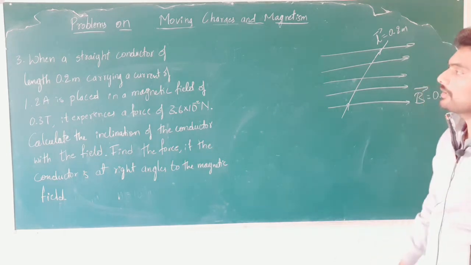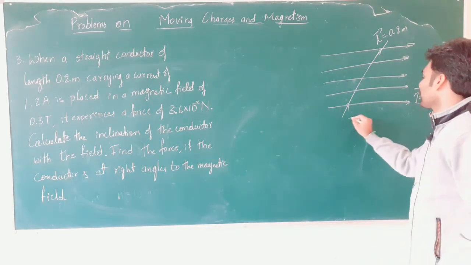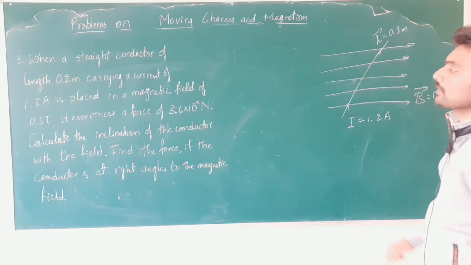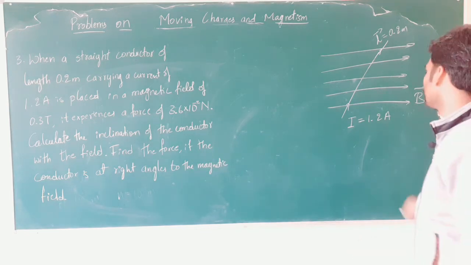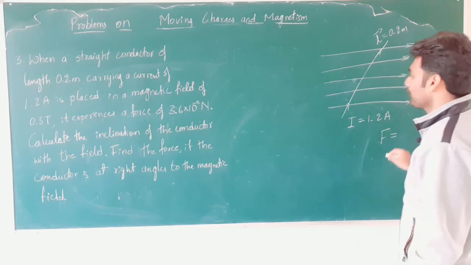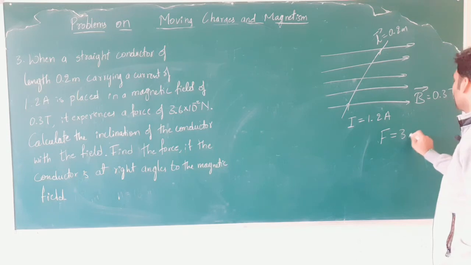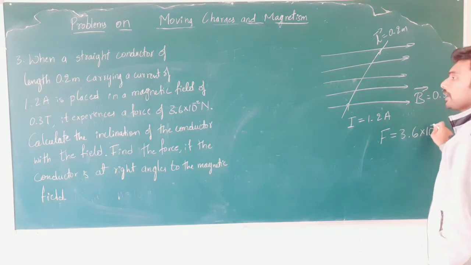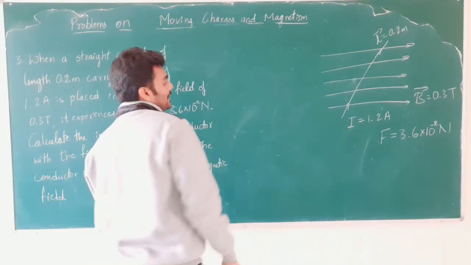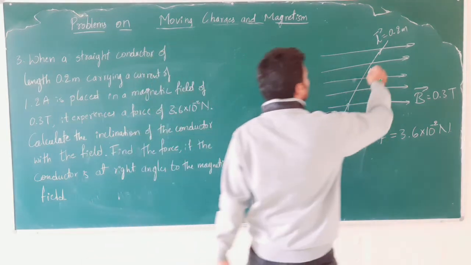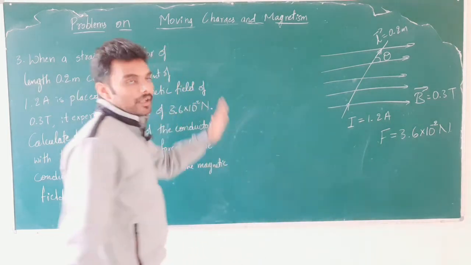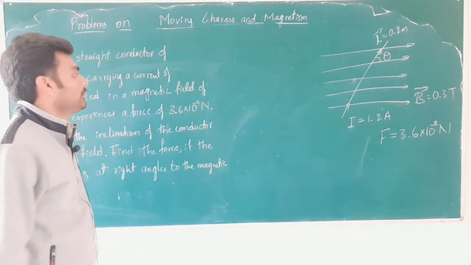0.2 meter is the length of the conductor, which is placed in the external magnetic field of 0.3 Tesla, right? And current flowing through the conductor is 1.2 ampere, right? It experiences a force. Force experienced by this conductor is F = 3.6 × 10^-2 Newton. So now we need to find the inclination. Inclination means we need to calculate theta, the angle between L and B, how much it is inclined with respect to the magnetic field.